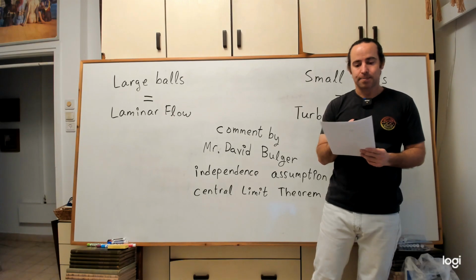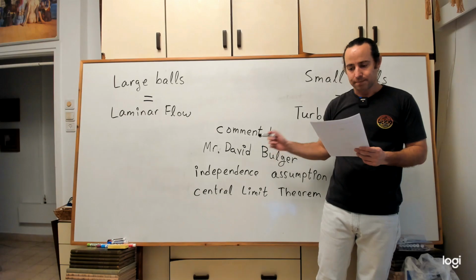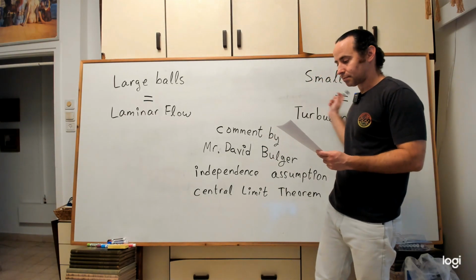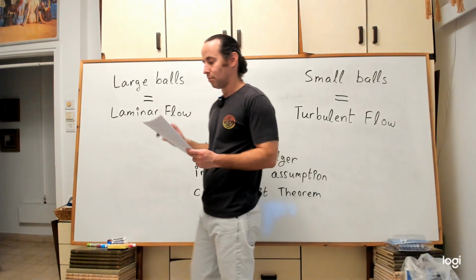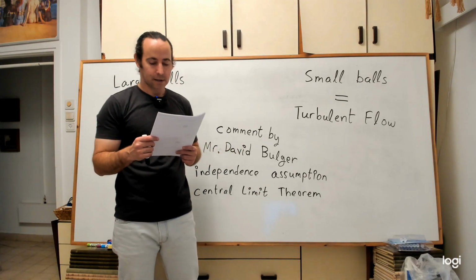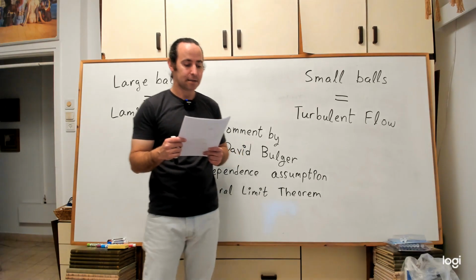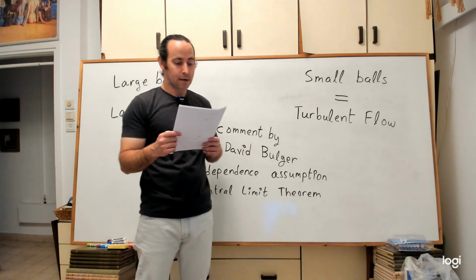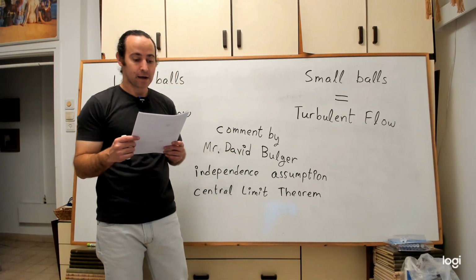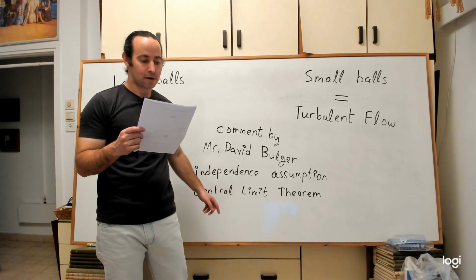I'm quoting the explanation from a comment on that video by Mr. David Balger. Watching the small balls fall, you can see that they tend to gather momentum and run in diagonal paths to the left or right. That is, they don't change direction much.